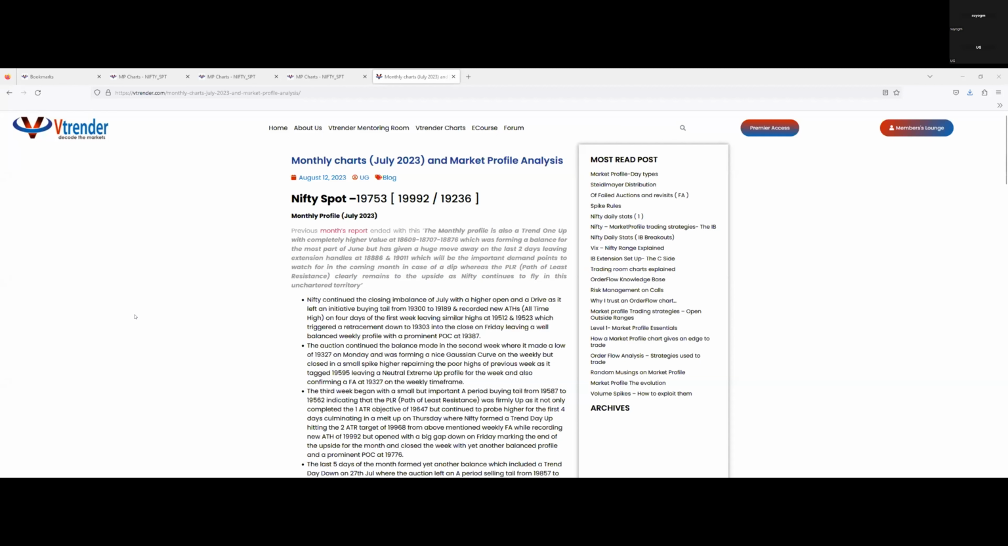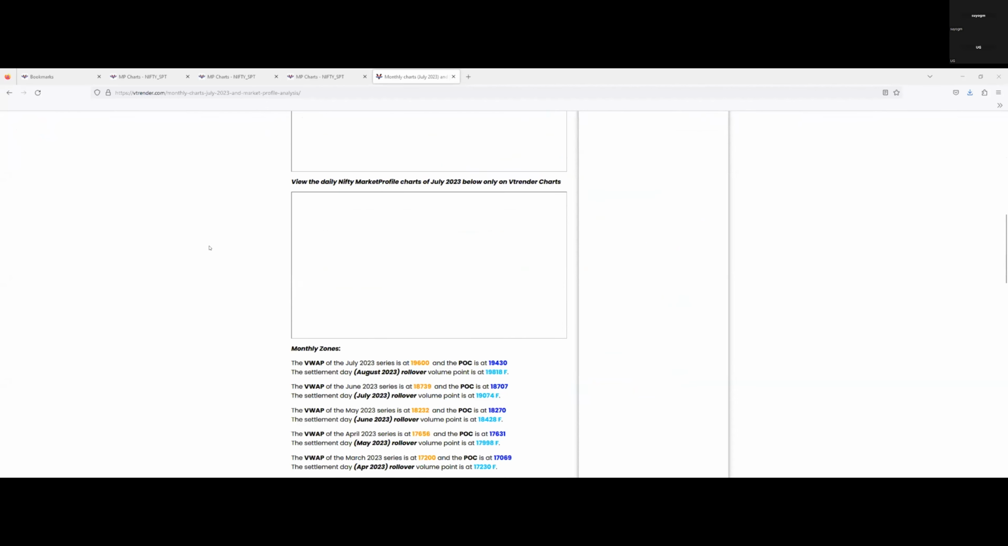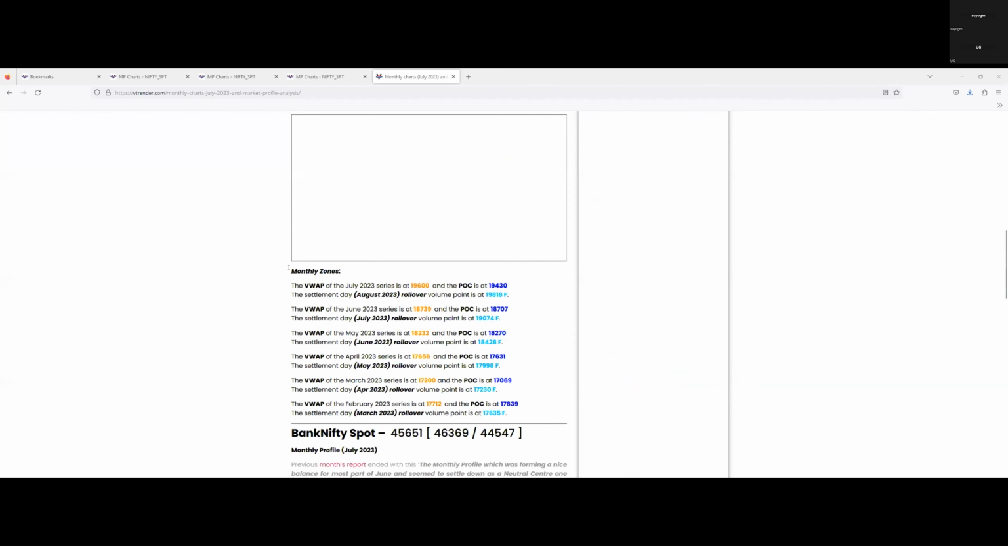We have these reports which go out on the website under the forum section. So what we do, as I said, we look at the monthly, then the weekly, then the daily. We have these monthly reports which go out where we look at what has happened in the previous month, what the structure of the previous month is, and what we can expect going forward. And we also make a note of important levels for the month. So we have a brief write-up which explains the auction part, and then we have these important levels, which is the monthly zones. These are very important levels which we take forward as and when a new series is starting. So when the July month ended, we had these references with us.